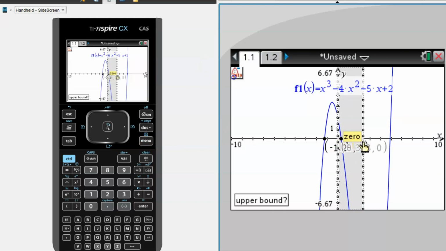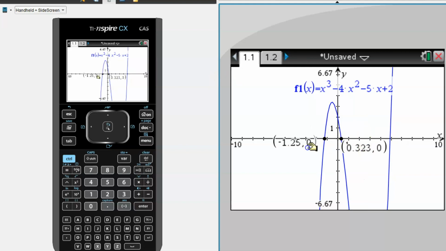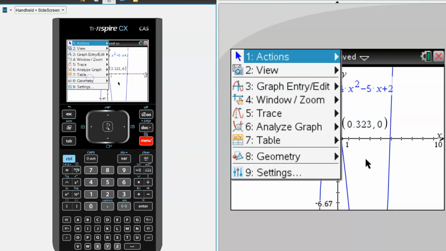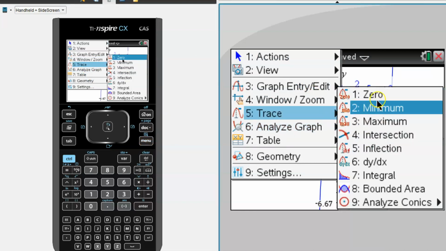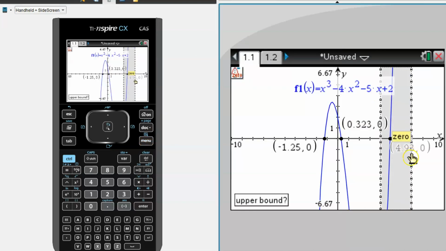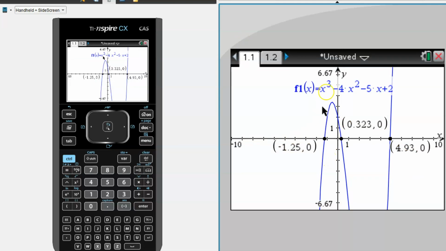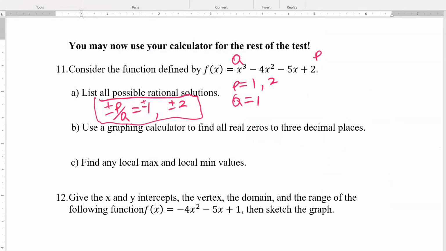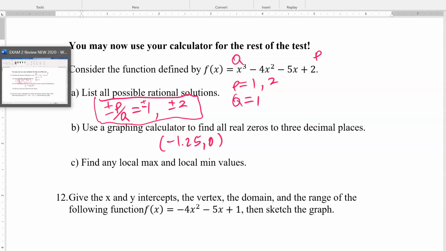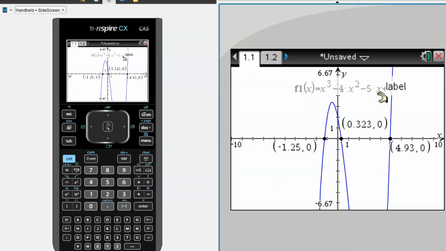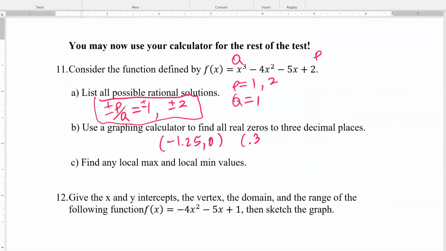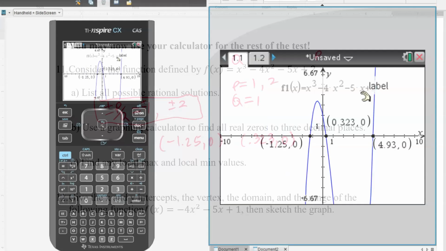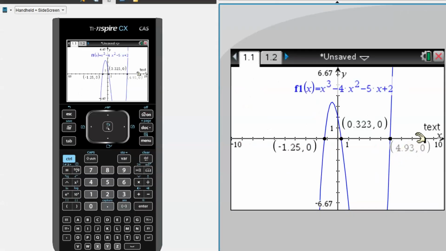Choose before, choose after. And these look like they're writing over each other, so maybe do one at a time or kind of move them away from each other. Menu, analyze zeros. So this is what I'm looking for, negative 1.250. Point 3230. And 4.930.